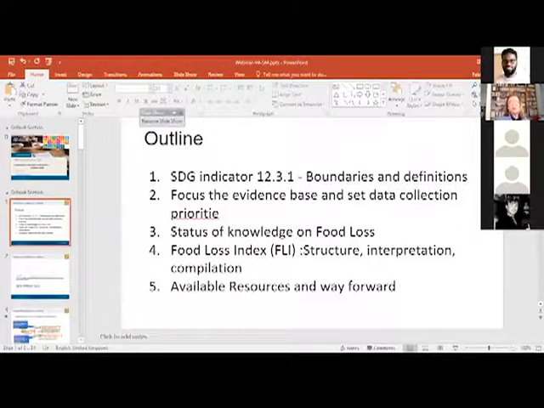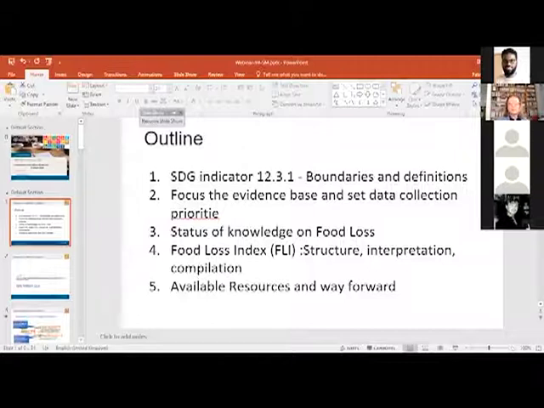So what was the problem basically in 2011? The 2011 study also highlighted the lack of a common definition, the lack of a measurement framework, and the lack of data. So we're going first to really look at the boundaries and definition that led to a food loss index and an indicator for the SDG. We will see how the demand for data is so huge that one needs to focus the data collection effort and the evidence base.